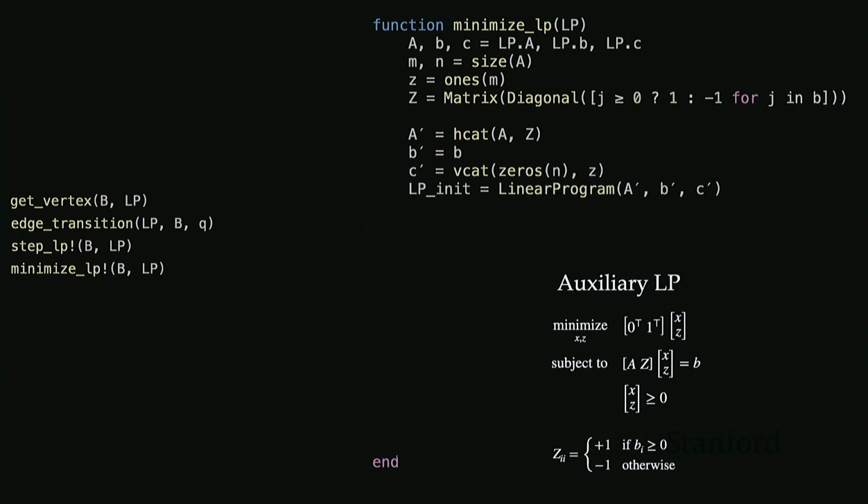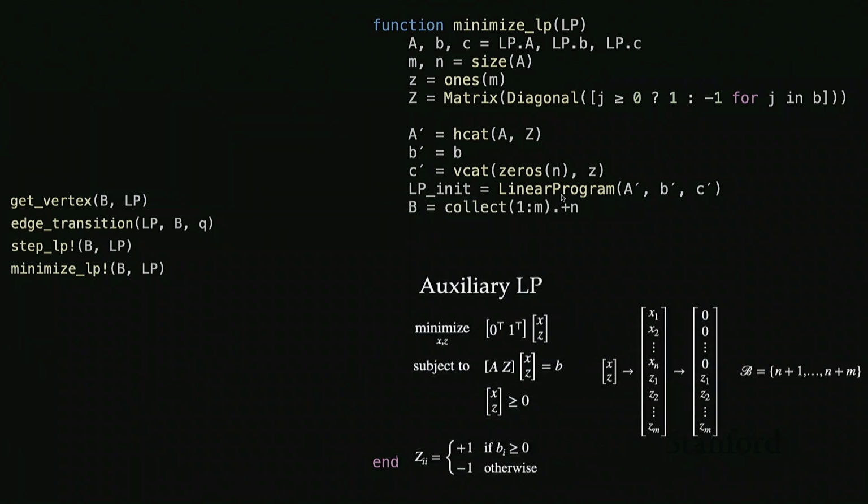And now we're building this initial linear program that we're going to solve. A prime here is just combining the A and Z matrices, just like down here. B prime is just like before. And then C prime is just this objective where we have zeros and ones. And the z was just initialized to be ones here. Okay, so then we're constructing that linear program.